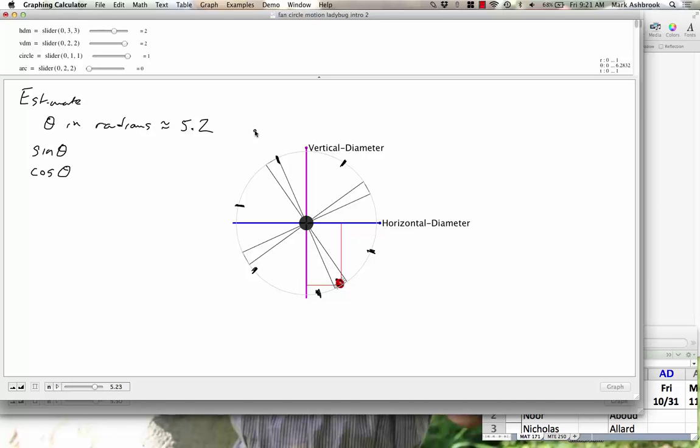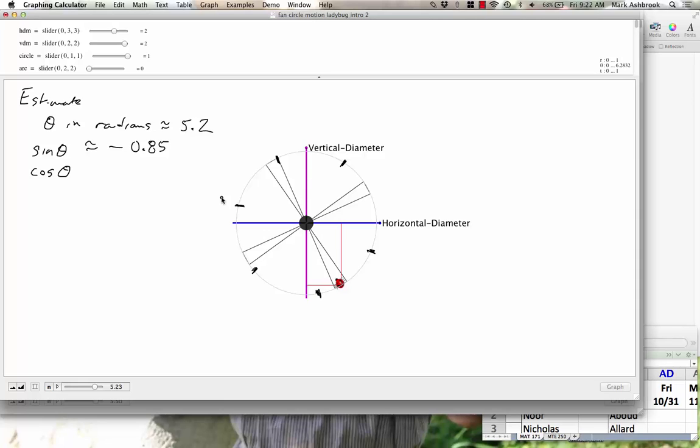Sine theta. Estimate sine theta. It's around minus 0.85. He wants minus 0.85. Agree? Disagree? First of all, minus or plus? We're below the horizontal diameter, so minus. He wants about 0.85, so 85% of the way down to the bottom. Something like that. If you said negative 0.8 or negative 0.9, pretty good estimate.